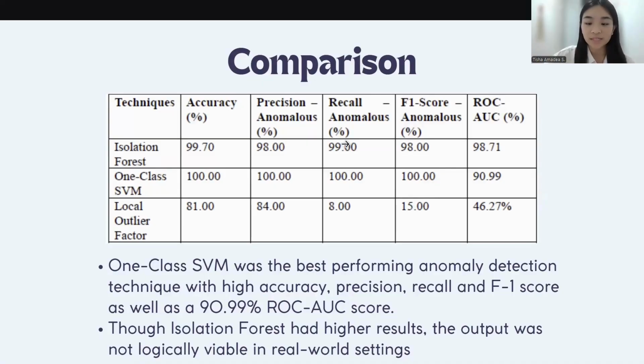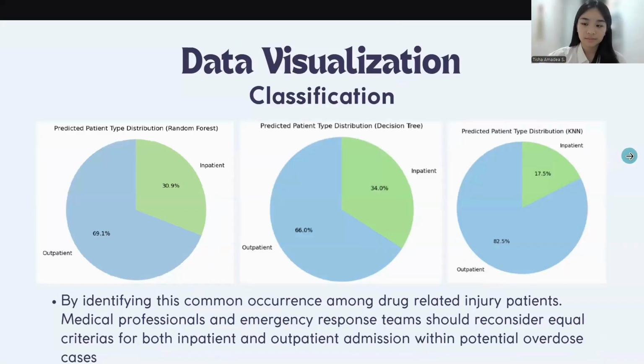Now I'll be going over the data visualizations of the results that we obtain from each objective. These are the data visualization pie charts of the results that we obtained from implementing classification techniques to identifying victims into either inpatients or outpatients. For random forest, we got a ratio of 30.9% inpatients compared to 69.1% outpatients. For decision tree, we got 34% inpatients and 66% outpatients. And lastly, for K-nearest neighbors, we got 17.5% inpatients and 82.5% outpatients.